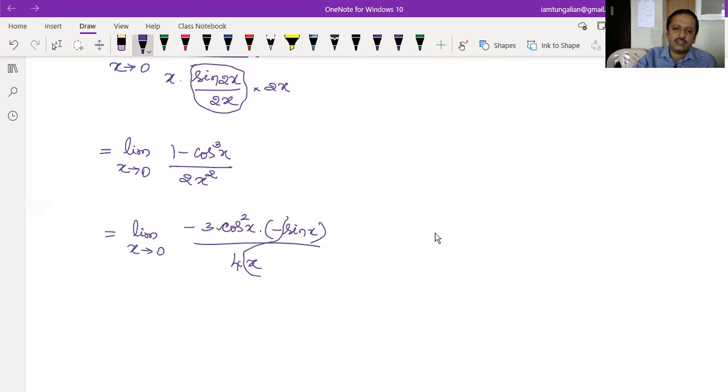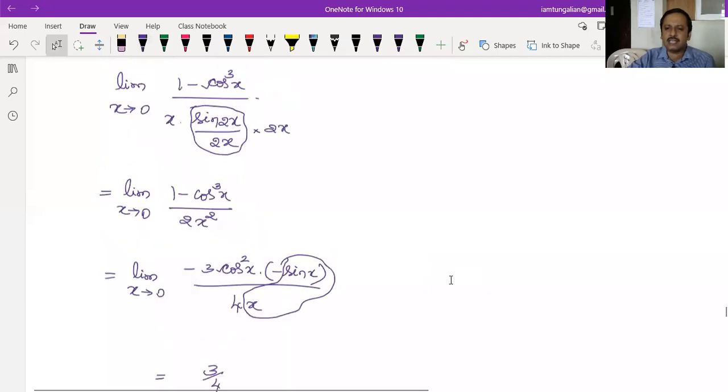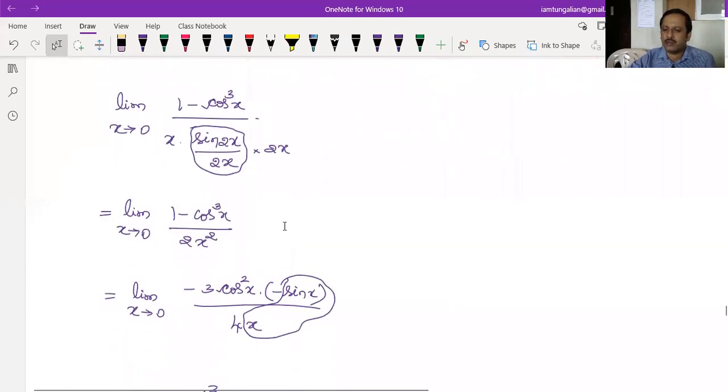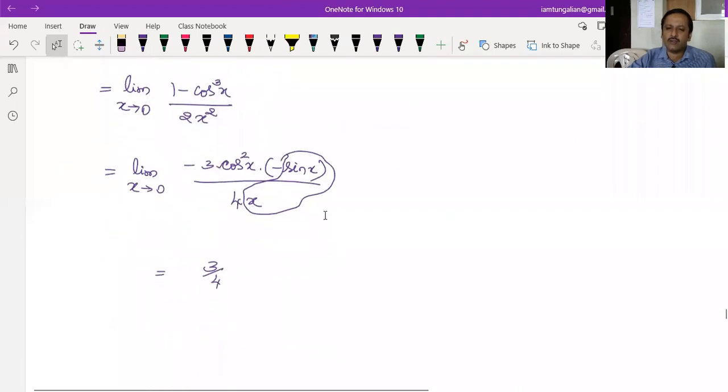As x tends to 0, again sin x by x becomes 1. So apply the limit here, cos 0, that is 1, minus 3 into minus 1, 3 divided by 4. 3 by 4 is the correct answer, which is the third option. Directly also I could have used L Hospital's rule, but differentiating x sin 2x is slightly difficult when compared to differentiating 2x square. So I have gone with this one.